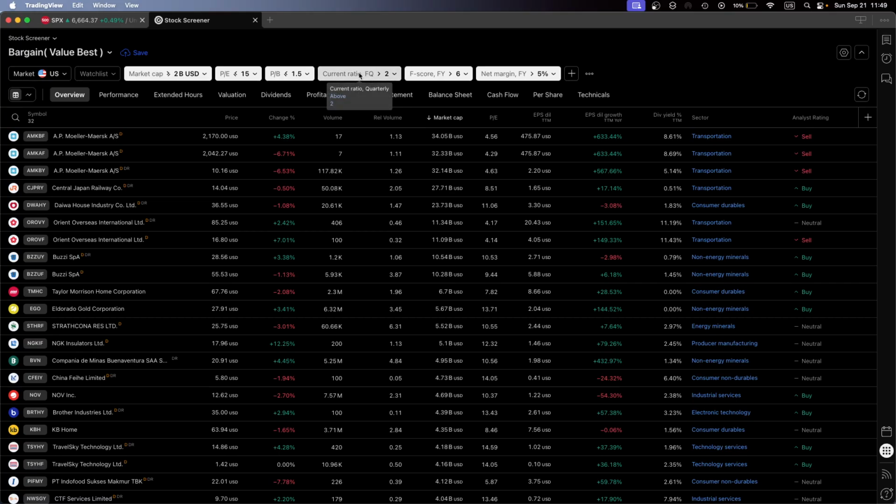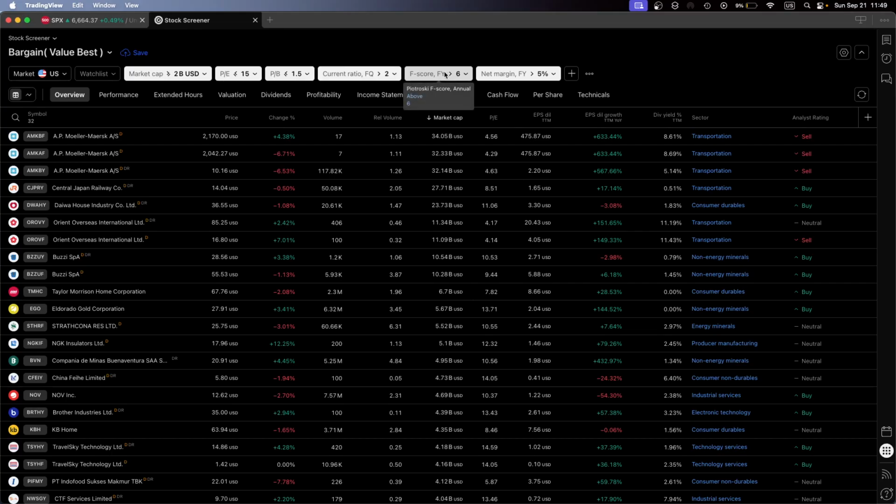The current ratio is the current assets divided by the current liabilities. So this is the measure of short-term financial health. A ratio above 2 means the company has more than twice the liquid assets to cover its short-term debt. So this is a sign of a very good value company, not falling for the value trap.